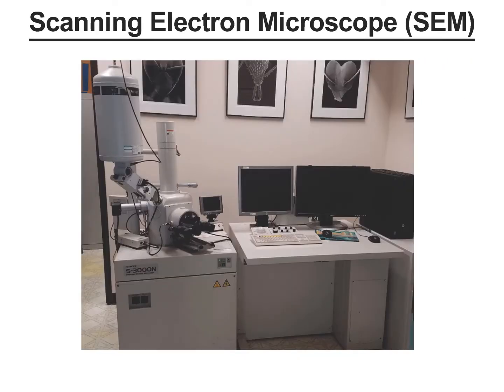This is the scanning electron microscope we use at the Natural History Museum of Los Angeles County. Let's begin by identifying the major components that we see here. First, the main part of the microscope itself is outlined here.